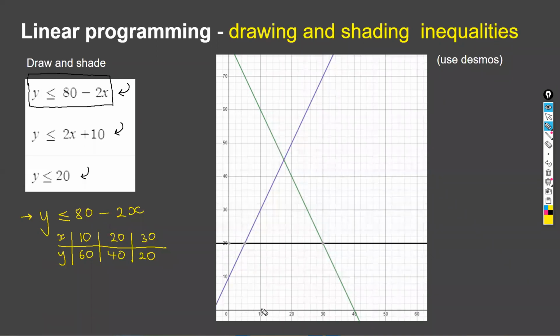Look at it. 10. No, that's not the purple line. That's the green line. Look at that. It's the green line. Right. It's 10 and we have 60 here. 10, 60 is up here. If you look at it, right. Next point is 20, 40. And the next point is 30, 20, which is over here. All right. So it's the green line.